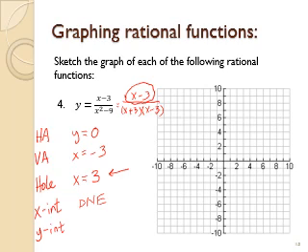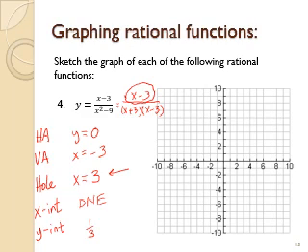So be careful with that one because I know that came up on last week's homework and that stumped a few people. How about the y-intercept? Well, the y-intercept is when x equals 0, and if you plug in x equals 0, you can see that you get -3 over -9, which means your y-intercept is 1/3.